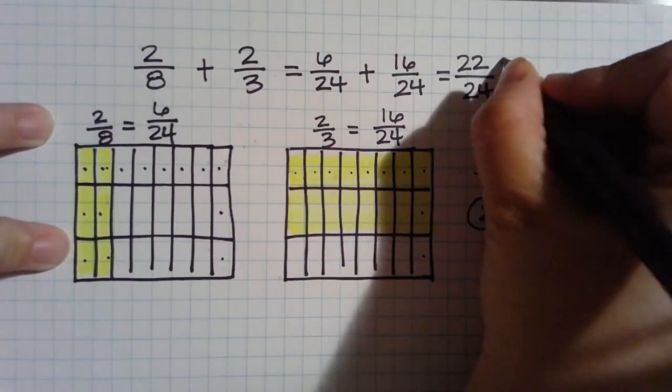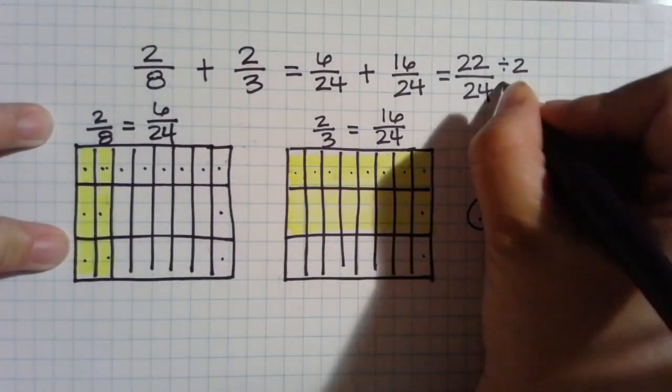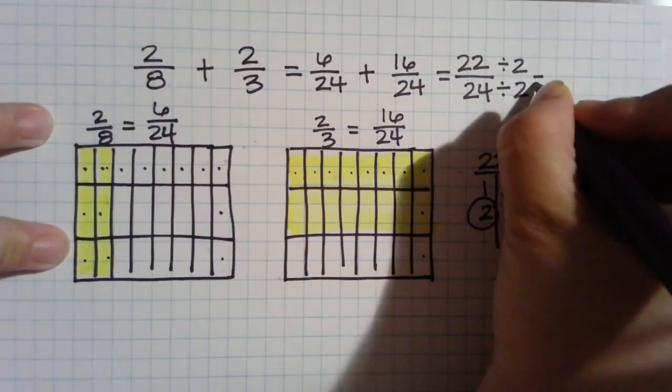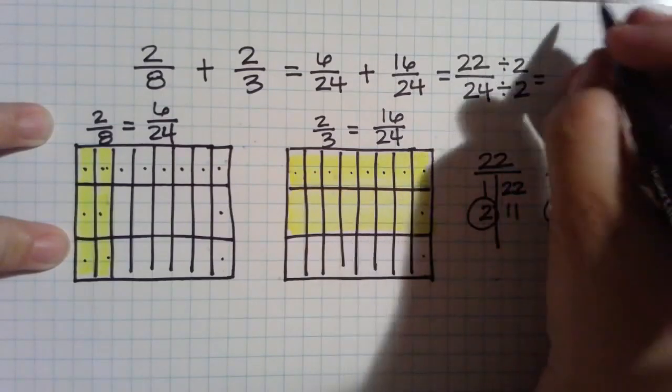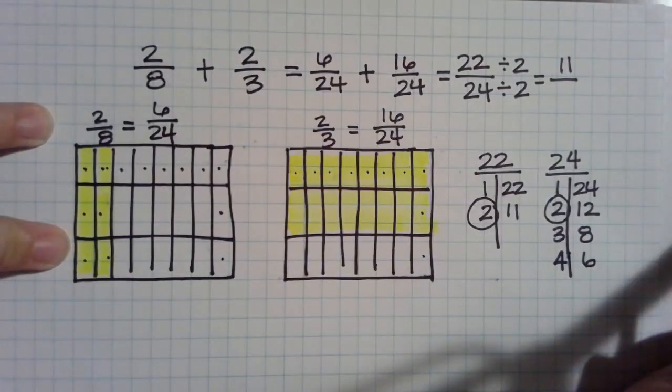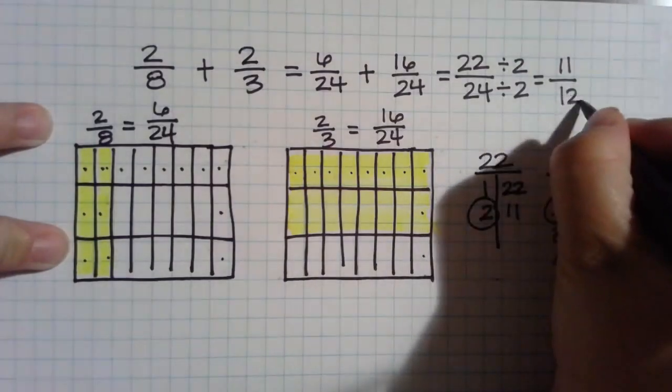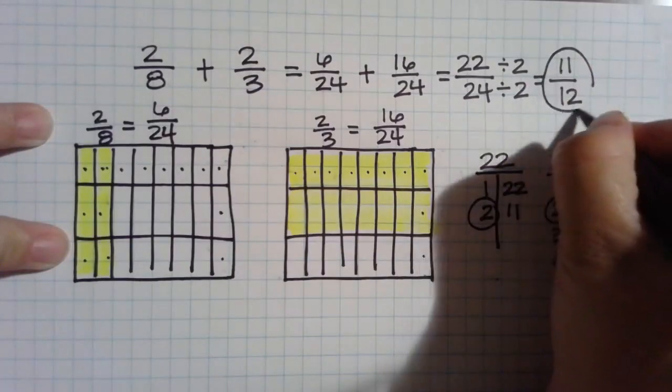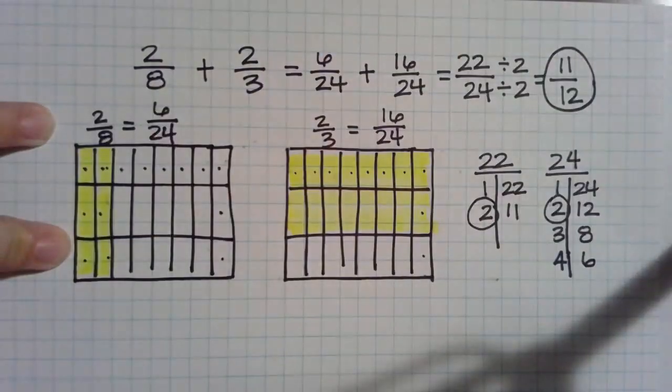So I am going to divide by that 2. And 22 divided by 2 is 11. And 24 divided by 2 is 12. And there we have it. We have our answer.